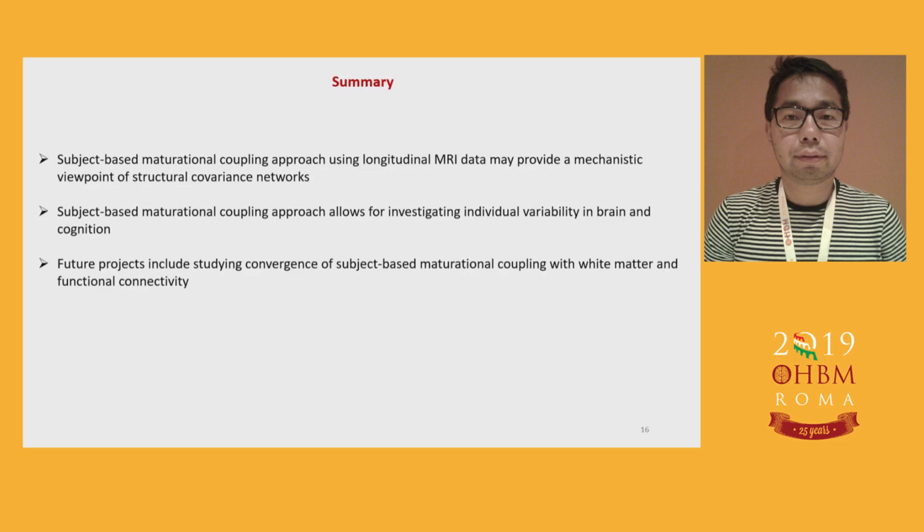What we have shown is that it is possible to use longitudinal MRI to measure individual level changes in maturational coupling, and that may provide a mechanistic viewpoint of population-based structural covariance networks. Second, it allows for individual variability in brain and cognition. And future projects which we are currently working on are how this subject-based maturational coupling based on cortical thickness or brain structure converges or diverges from white matter connectivity matrices or functional connectivity matrices.